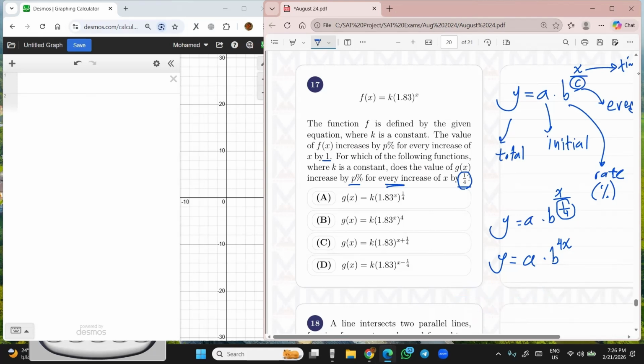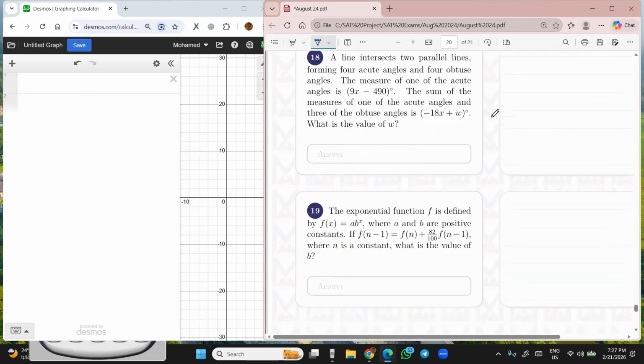So now we have an exponent of 4 times x, which is given only in letter B. Of course, k is repeated in all the options. K is the initial value, but the difference of the options is here: 4 multiplied by x, as you can see here, which is given as letter B.